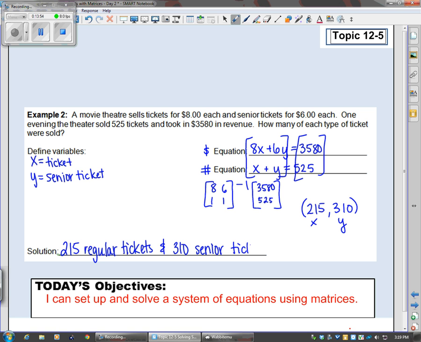And you can even check yourself. All together, does that equal 525? Yes. And then if you do 215 times $8 a ticket plus 310 times $6 a ticket, you should get 3580. Okay? So again, kind of up to you to come up with the equation, but after that, it's the same as what we did yesterday.